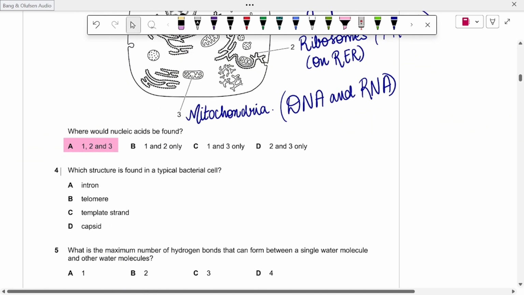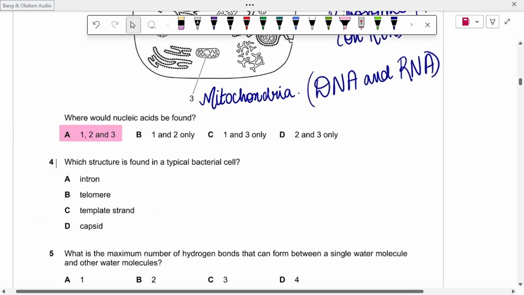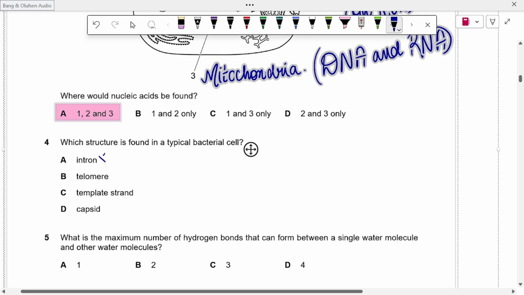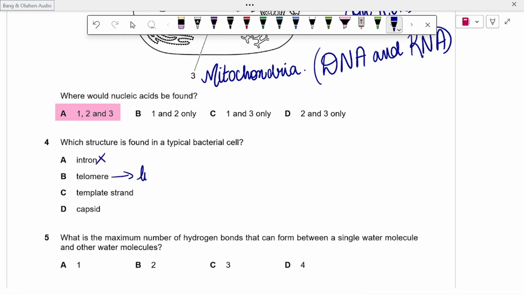Which structure is found in a typical bacterial cell? Introns are not found in your bacterial cell. Telomere is present in linear DNA only. For the presence of telomere there is a condition: there should be ends on your DNA molecule. Linear DNA has two ends, whereas circular DNA has no ends. So telomere is not needed in circular DNA. Always remember telomeres are only found in linear DNA. Needs ends.